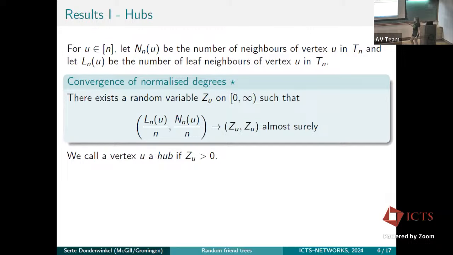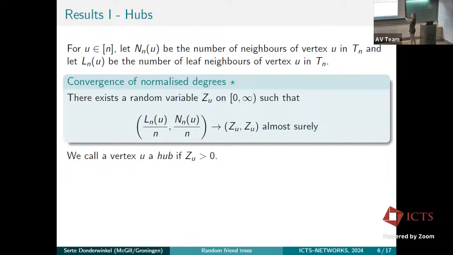I already told you that the largest degrees are going to be linear. So it makes sense to rescale the number of leaf neighbors and the number of neighbors of a given vertex by n. Our first result states that this converges almost surely to some random variable. It might very well be zero. And we say that a vertex is a hub if this limit is positive.